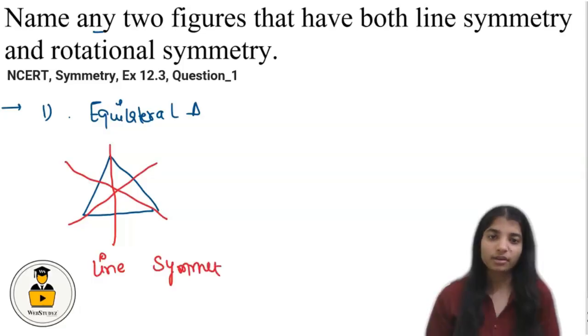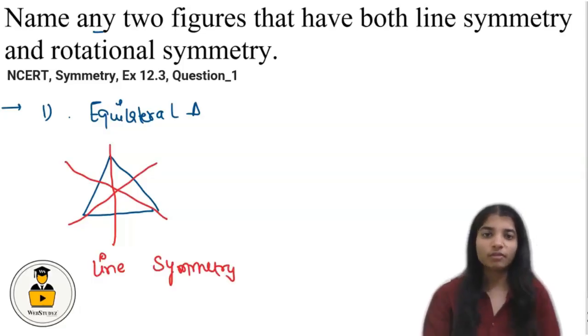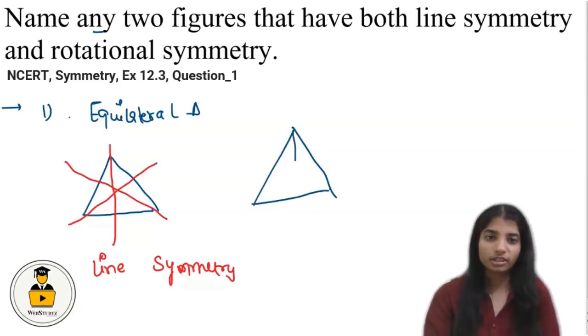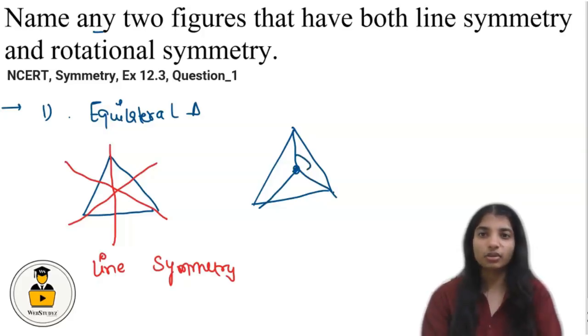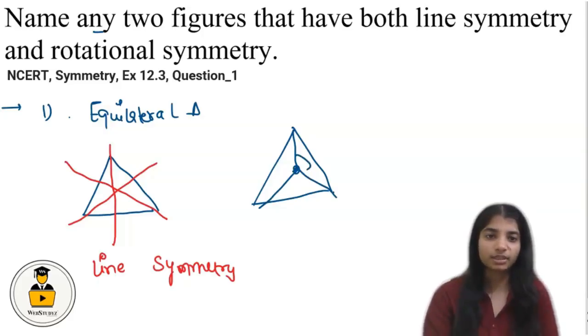And now we are considering its rotations, the rotational symmetry. This is our equilateral triangle. Let's say this is its median. We know that in an equilateral triangle, every angle around the center must be equal to 120 degrees. So this angle is 120 degrees, this angle is 120 degrees, and this angle is 120 degrees.